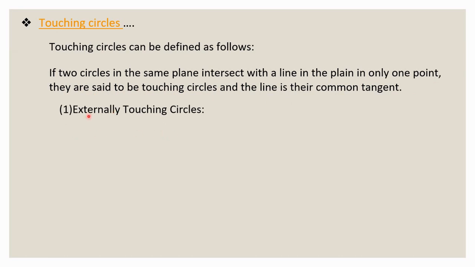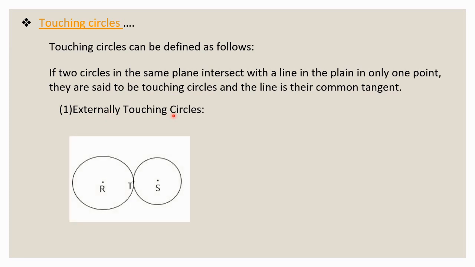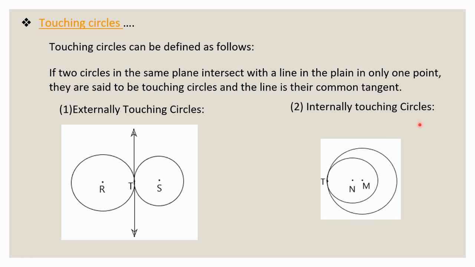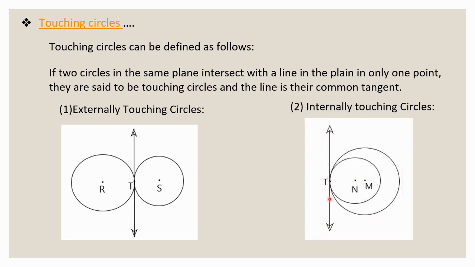First, externally touching circles. In the figure, circle with center R and circle with center S touch each other externally at point P. A line passing through point T will be a tangent and a common tangent to both the circles. Second, internally touching circles. Circles with centers N and M touch each other internally at point T. A line passing through point T will be a common tangent to both the circles.